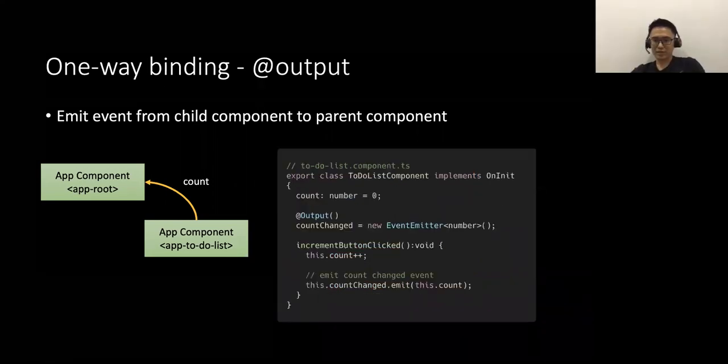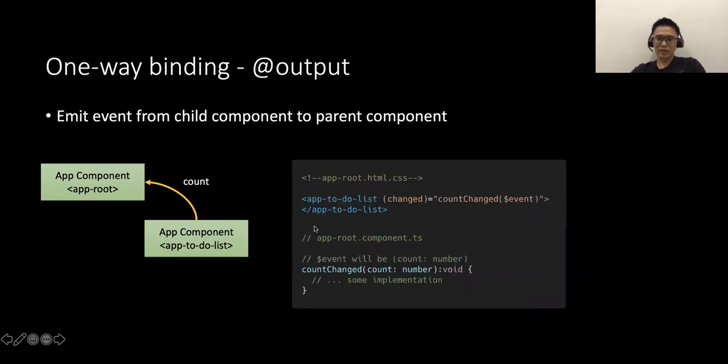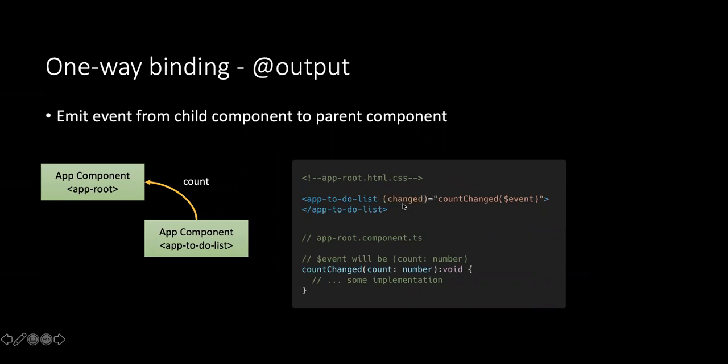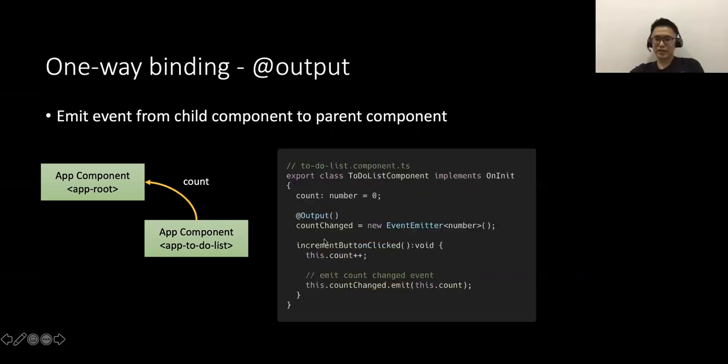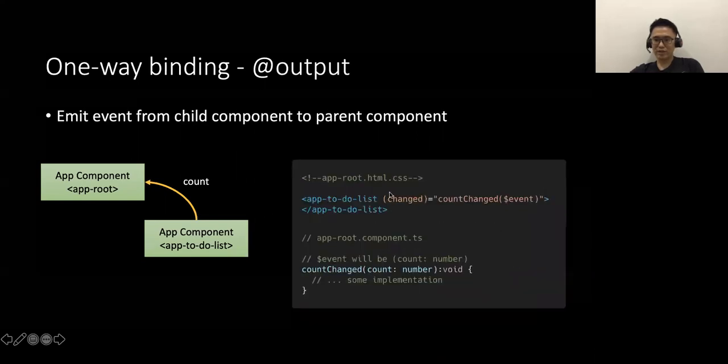Sorry, I think I made some mistake here. This name, the count change. In the parent class, we have a bracket, and this should be count change. Sorry about this, it should be reflecting the property which we have. So it must follow the name here, count change. And you go here, this name should be count change.